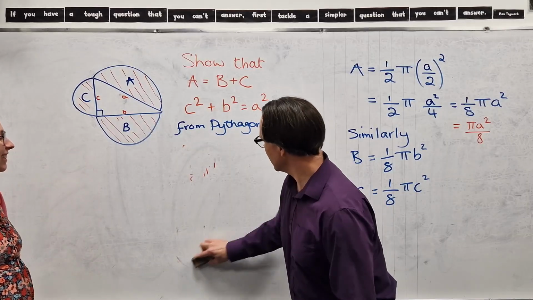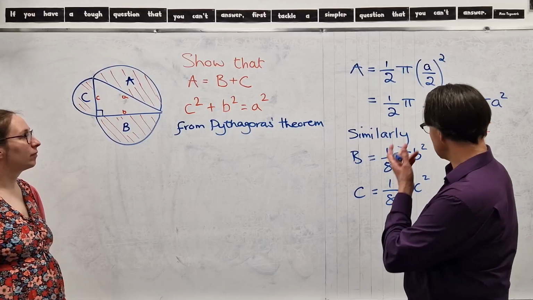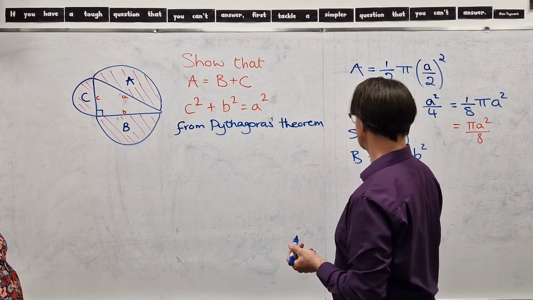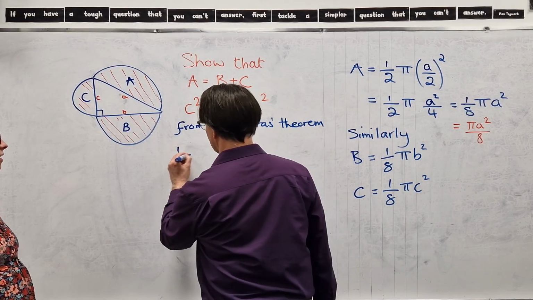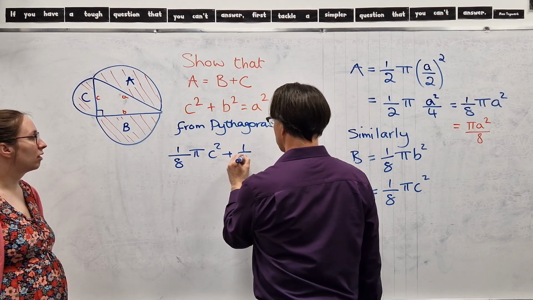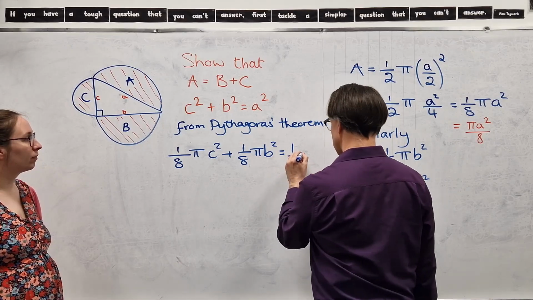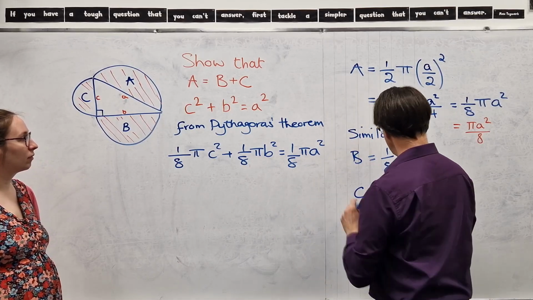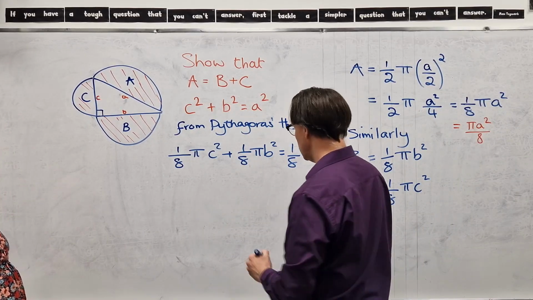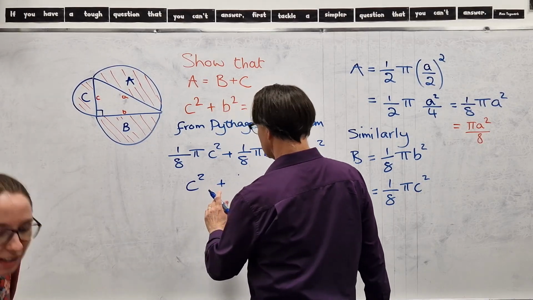Right. So I would say if c squared plus b squared equals a squared, if I times this equation through by 1/8 pi, it's just an alternative, isn't it? I like it. 1/8 pi c squared plus 1/8 pi b squared equals 1/8 pi a squared, and we know that they are a, b, and c. So our next line we could just substitute and say c squared.